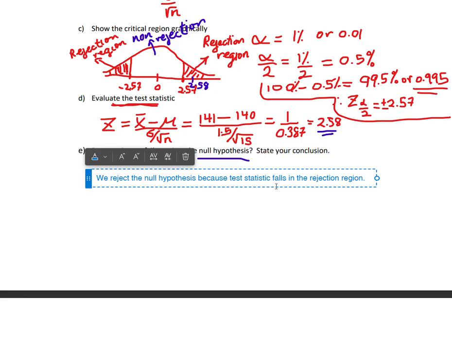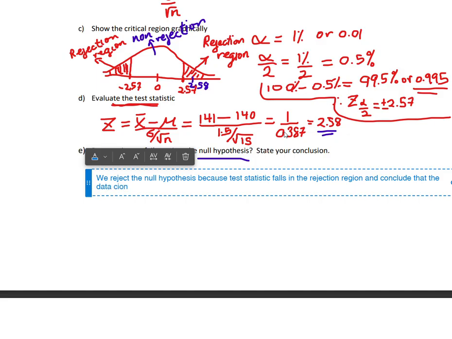So we reject the null hypothesis because the test statistic falls in the rejection region, and conclude that the data contradicts the manufacturer's claim at the 1% level of significance, which is the value of alpha.